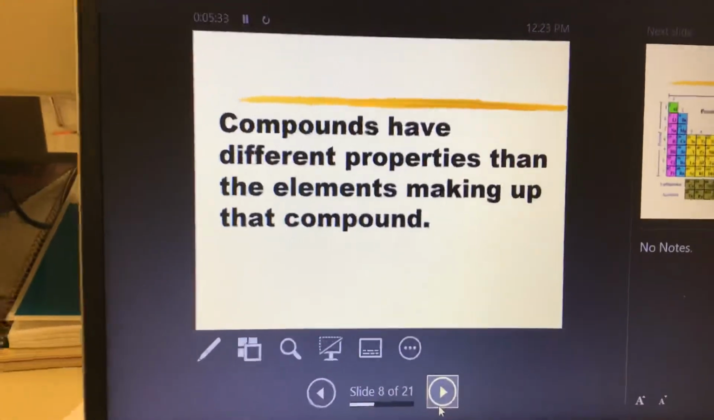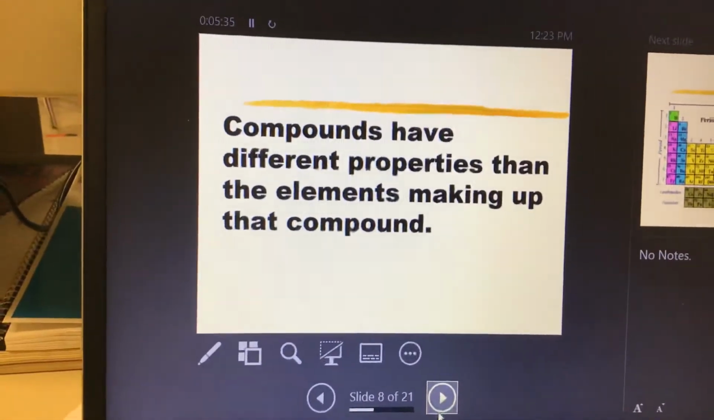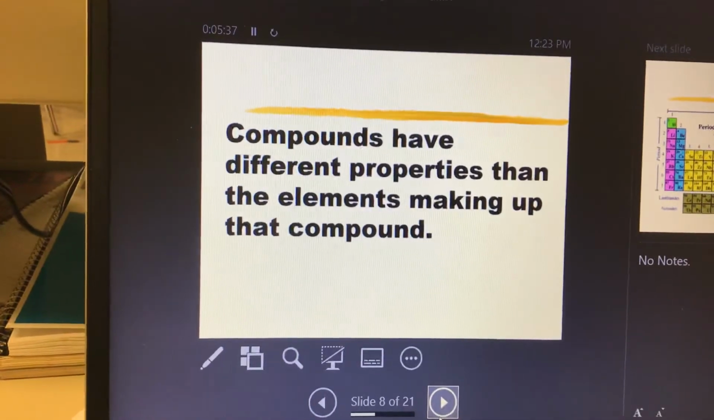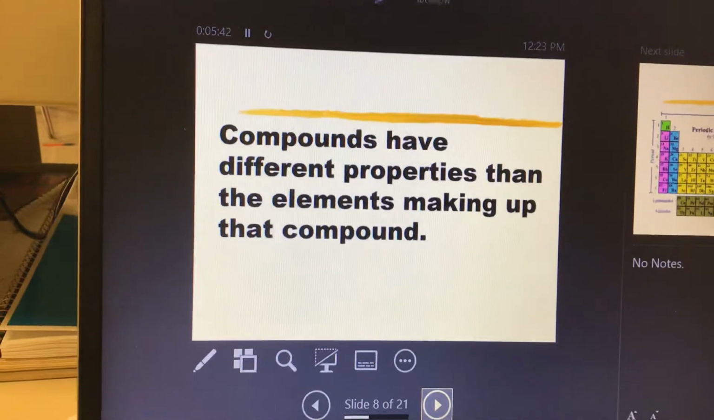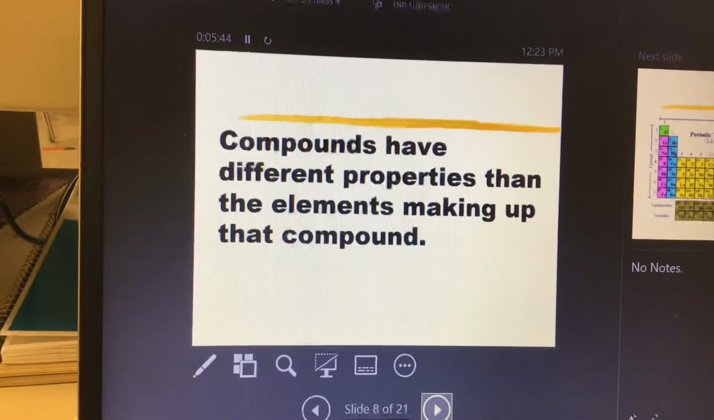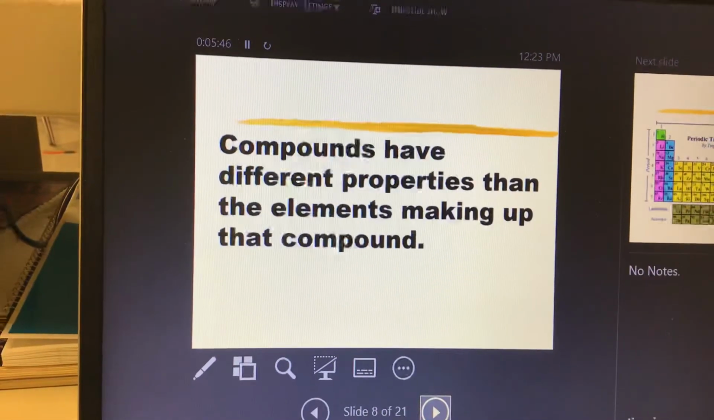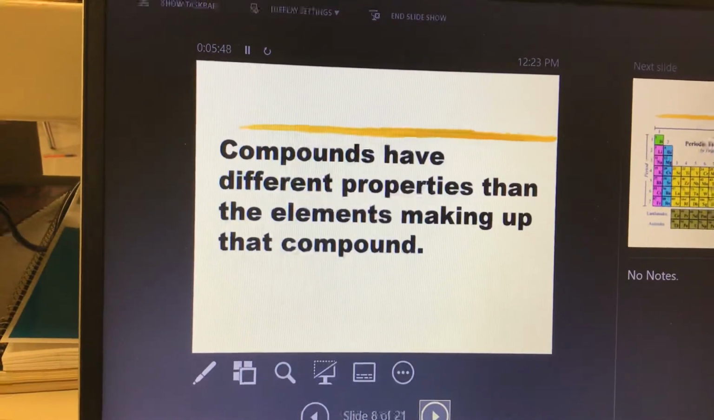Go ahead and write this also. Compounds have different properties than the elements making up that compound. I'll give you a couple examples here in a moment.